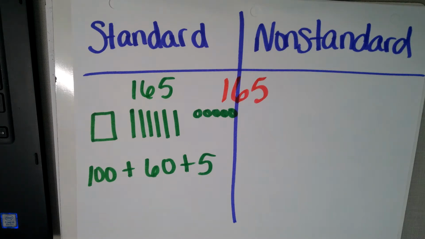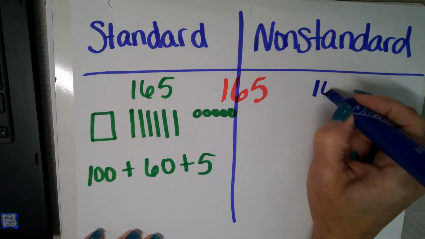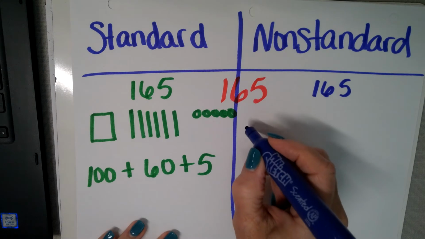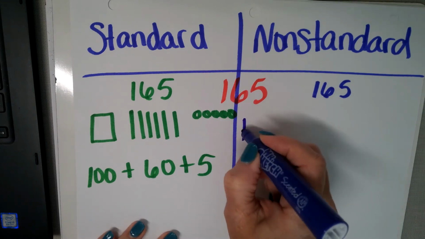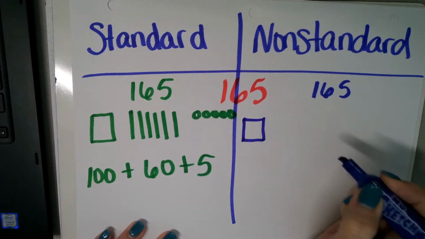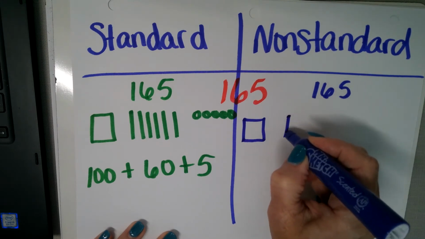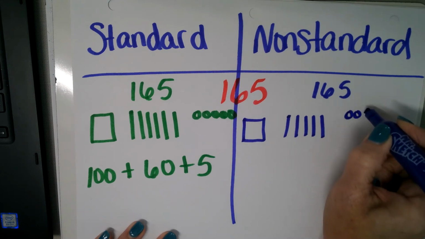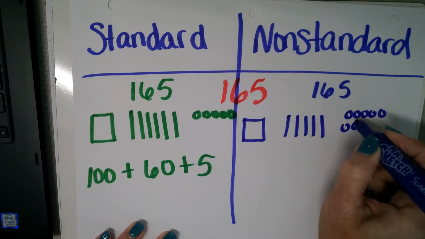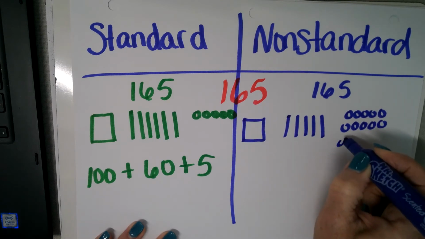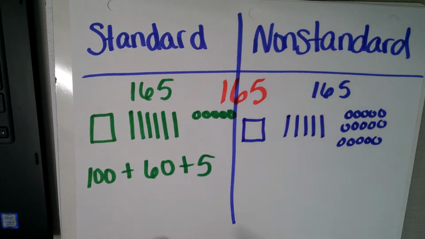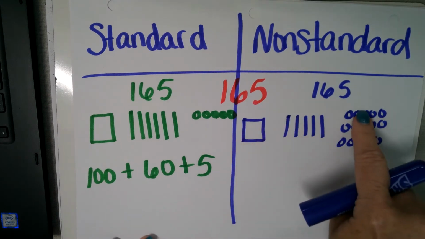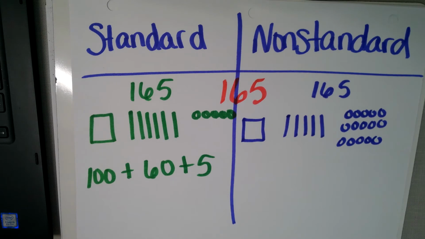All right, but when I write that number in non-standard form, it's going to look a lot different. Let's go ahead and write 165 over here. 165 non-standard might look like this. I might go ahead and put my 100, but then I might only put 5 tens. 10, 20, 30, 40, 50. And so I would need 1, 2, 3, 4, 5, 6, 7, 8, 9, 10, 11, 12, 13, 14, 15 ones. 100, 50, 15, so that would be a non-standard way to write that.